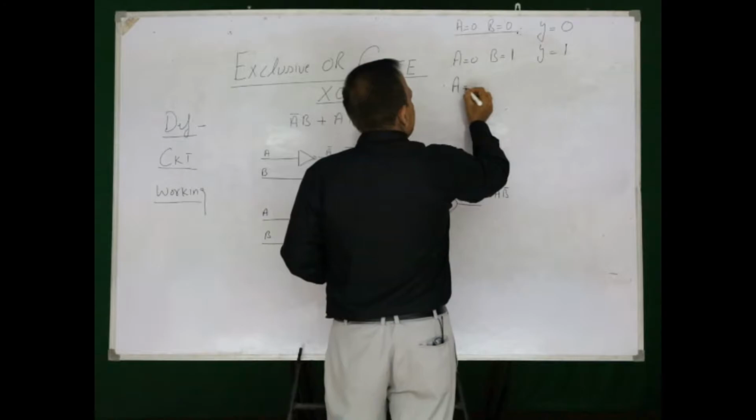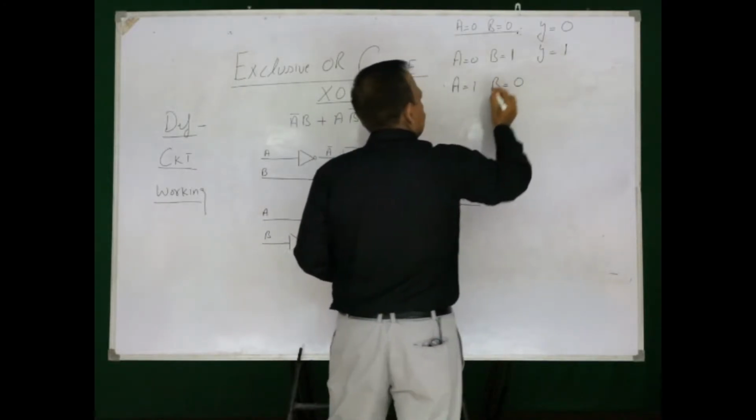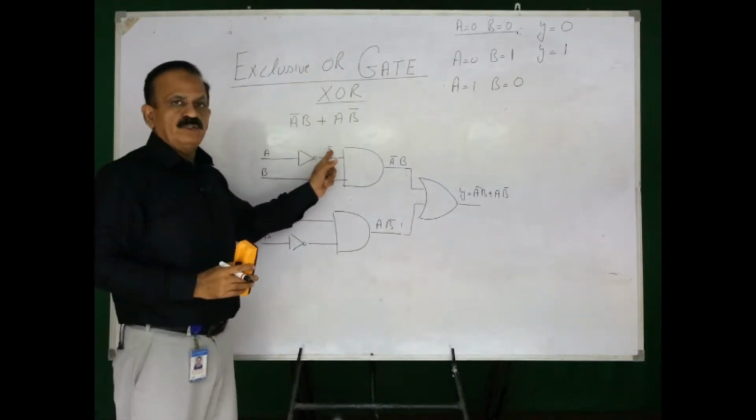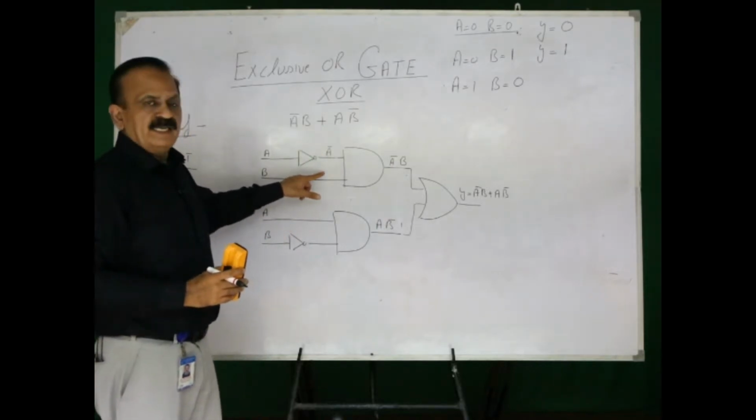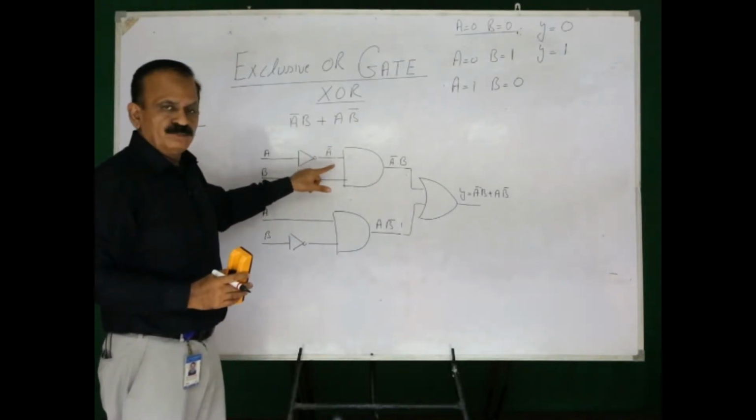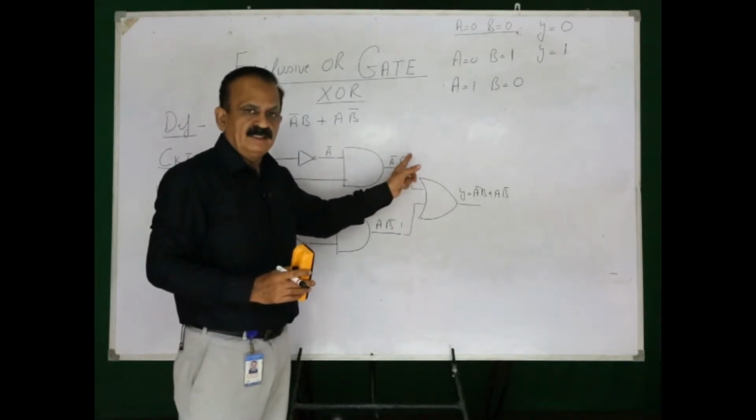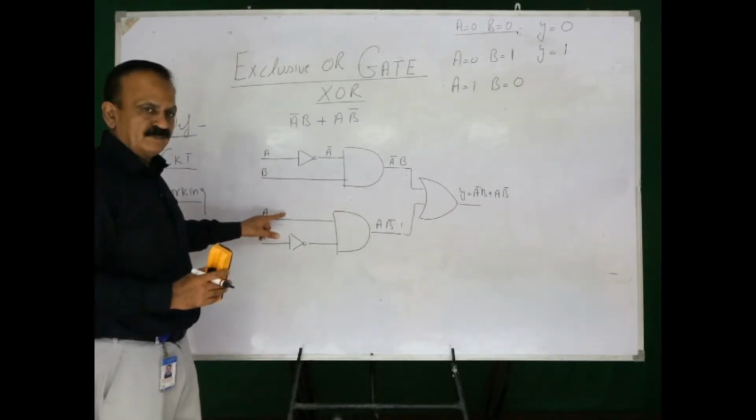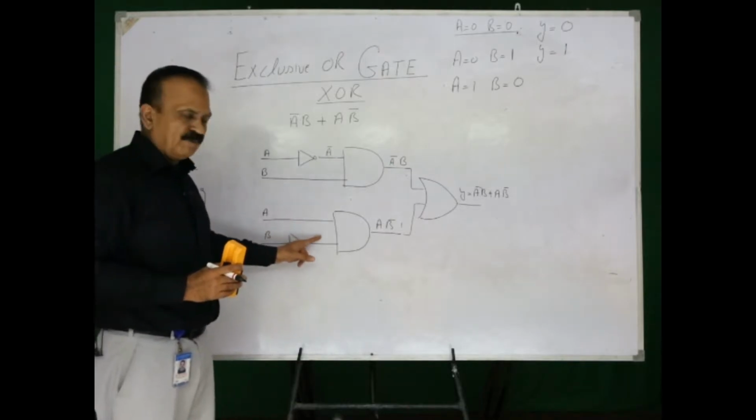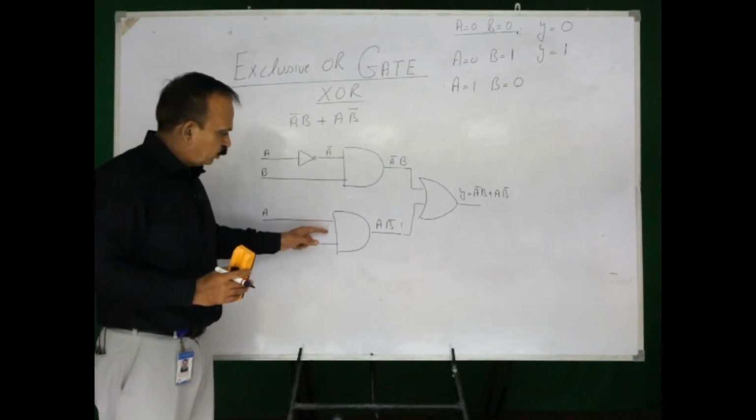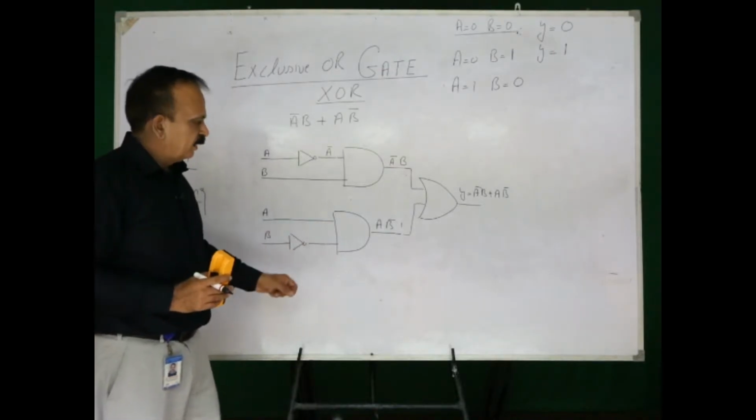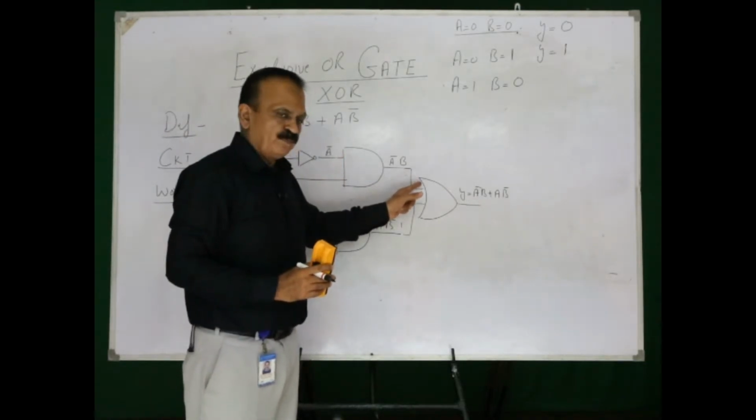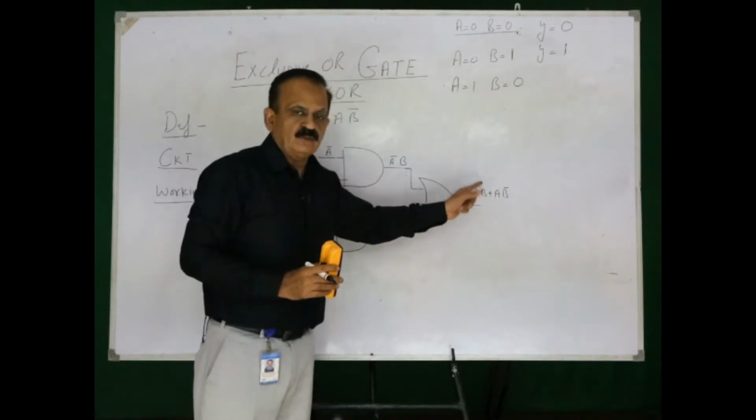Another one, A is equal to 1 and B is equal to 0. Now A is equal to 1, A bar is going to be 0, B is again 0. Since both are 0, the output of this AND gate will be 0. What about the second gate? A is 1, B is 0, but the B bar will be equal to 1. When both of these are equal to 1, this A B bar will be equal to 1. This value is 0, this value is 1, y is going to be 1.